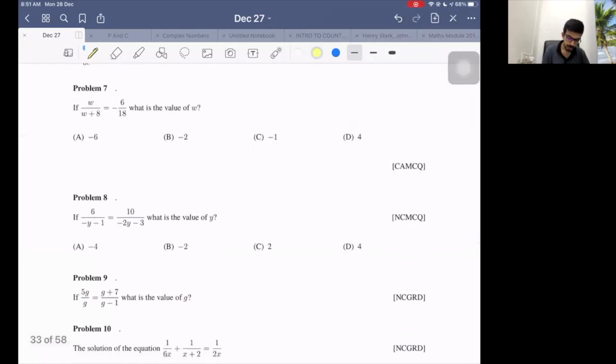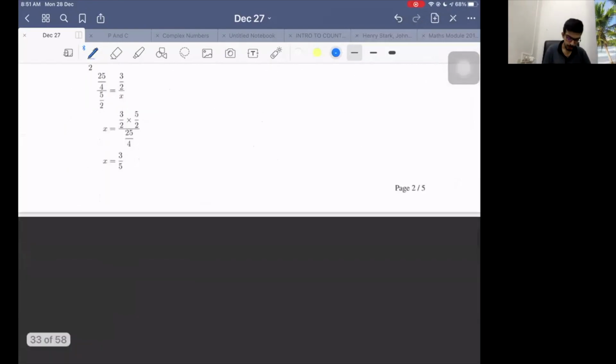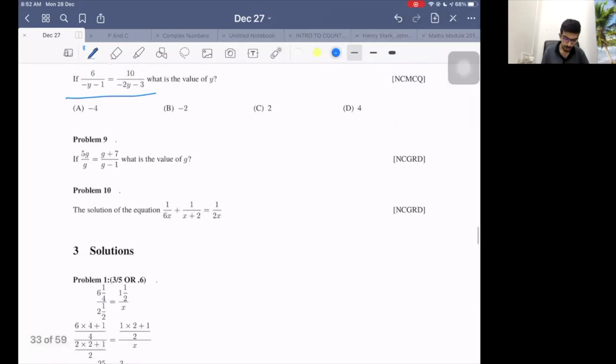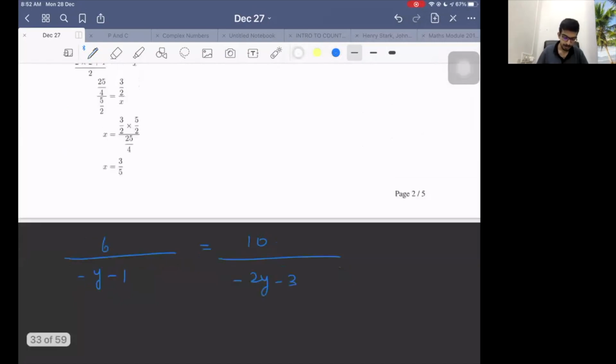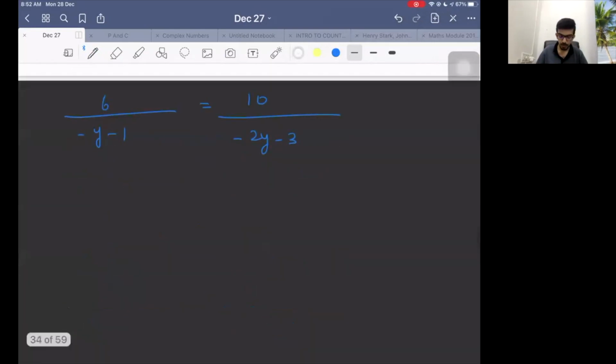Problem number 8: 6 over minus y minus 1 is equal to 10 divided by minus 2y minus 3. See, this looks ugly, right? At first glance, this looks very ugly because there are too many minus signs in the question.